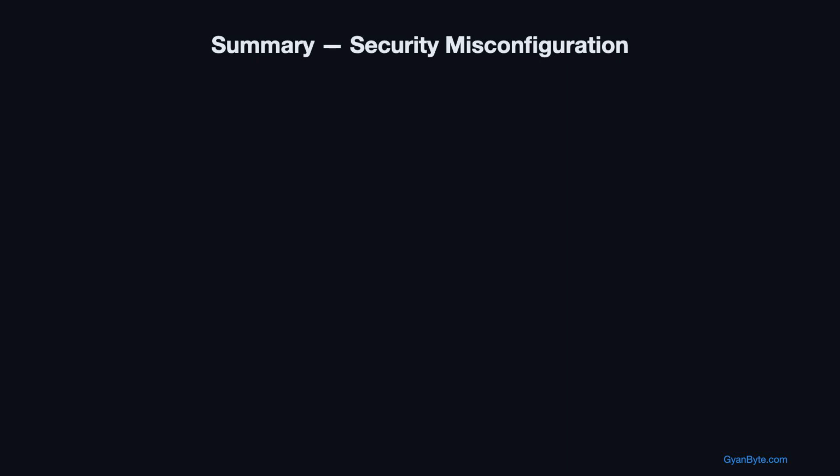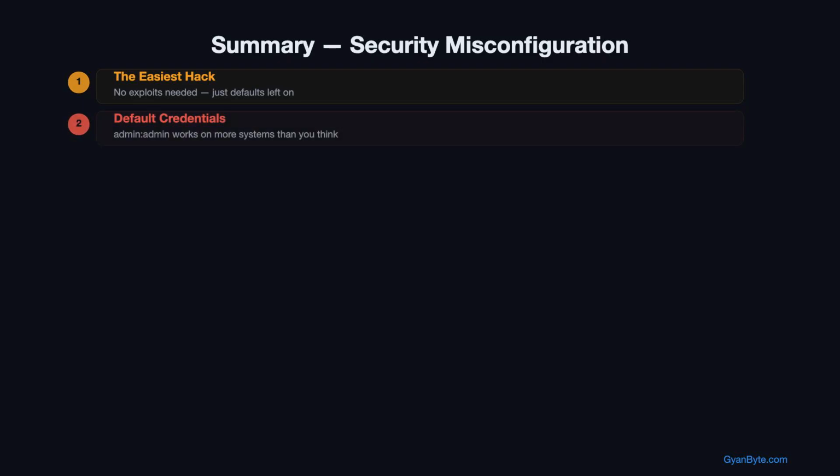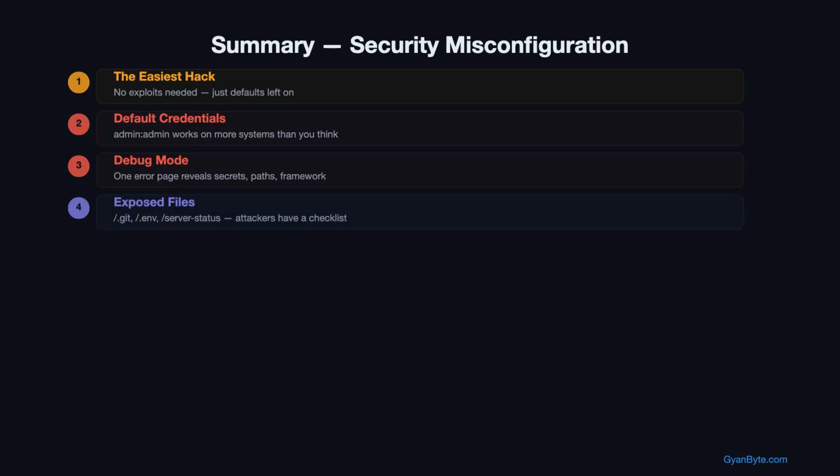Let's recap. 6 things to remember. Security misconfiguration. The easiest hack. No exploits needed. Default credentials. admin/admin works on more systems than you would believe. Debug mode. One error page reveals your secrets, paths, and framework. Exposed files. .git, .env, server-status.